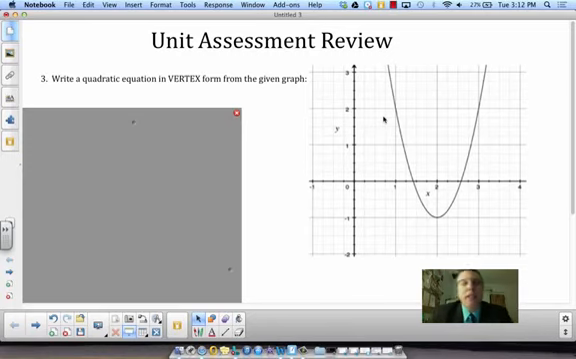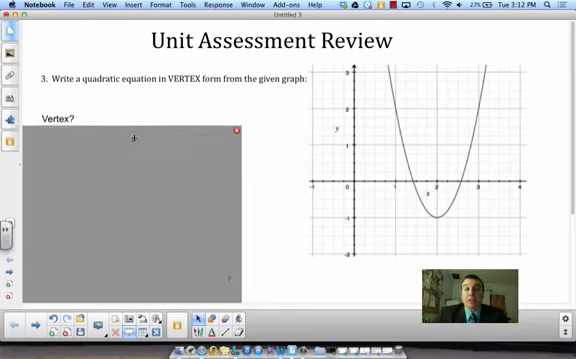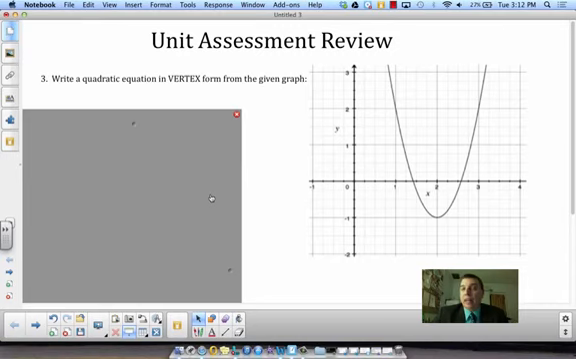Number 3. So we've got, write the equation in vertex form for this graph that we have over here. So vertex form, again, I've got to remember what vertex form looks like. It's y equals a times, then in parentheses, x minus h squared plus k. So I need to find the vertex.